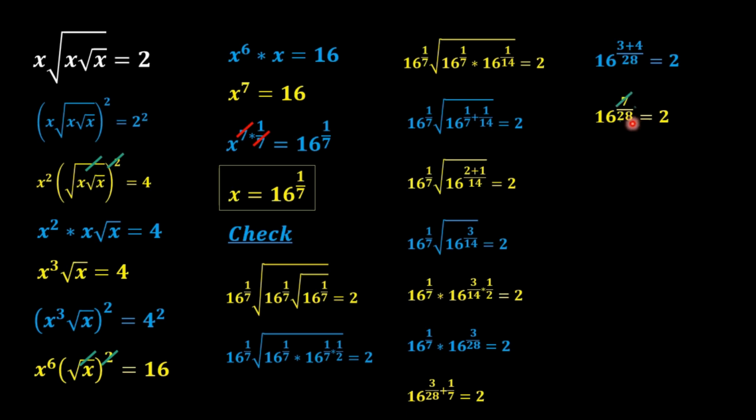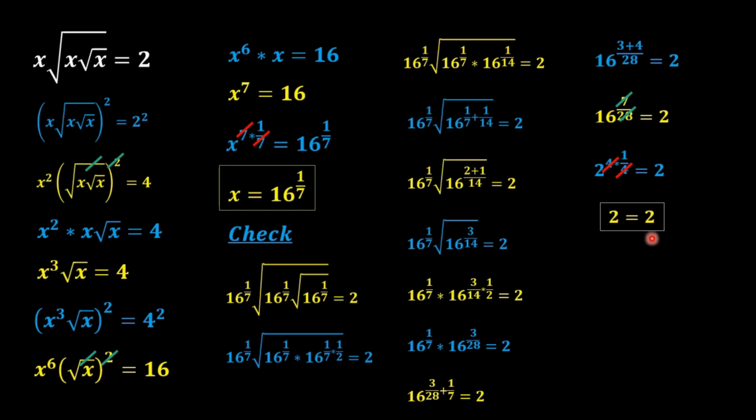Now in the next step, this 7 and this 28 will cancel out together, because 7 ones are 7 and 7 fours are 28. As a result, we should get the value 1 over 4 in power, and this 16 can be written as 2 to the power 4 and equal to 2 will remain the same. Now this 4 and this 4 will cancel out together. As a result, we should get 2 to the power 1, which is equal to 2, and the other side of the equation is equal to 2.